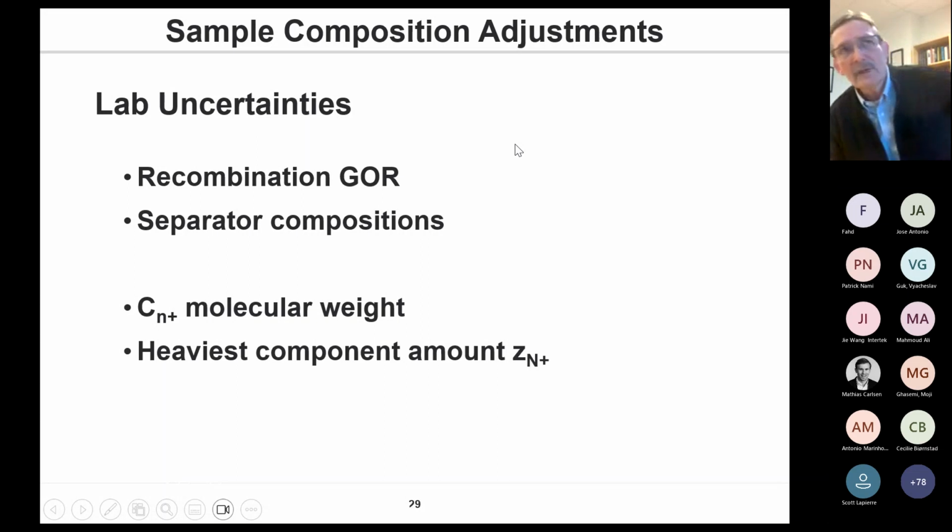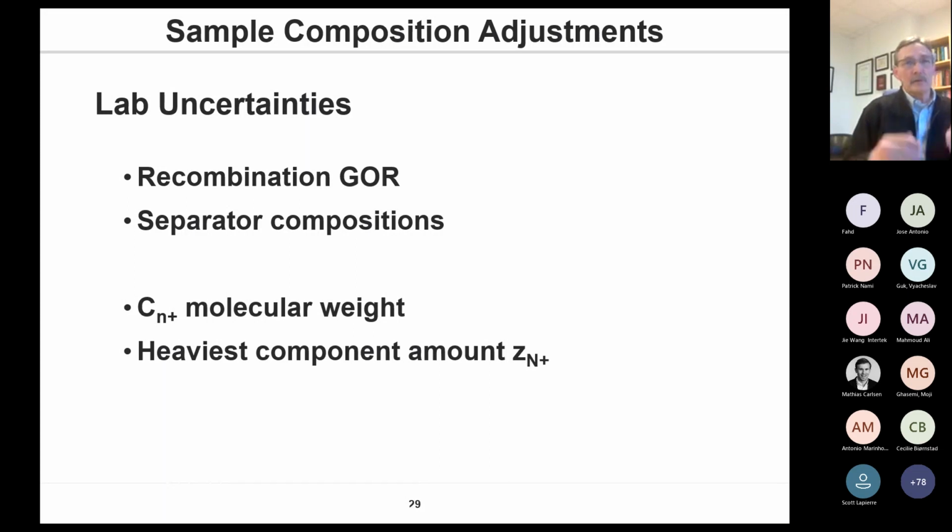On sample composition adjustments, we basically have four sources of lab uncertainties. We have the recombination GOR, which would be for separator samples, where the recombination GOR that is used in the laboratory could be somewhat different, maybe as much as 5% different, than what was reported from the field and what the laboratory was supposed to use to do the physical recombination. So there's just some uncertainty in how much gas and oil they recombine back together. Separator compositions could also be in error. It could be leakage on the way to the laboratory and various other sources of potential separator composition errors. Then you've got the chromatographic analysis, the molecular weight of the C7 plus, for example.